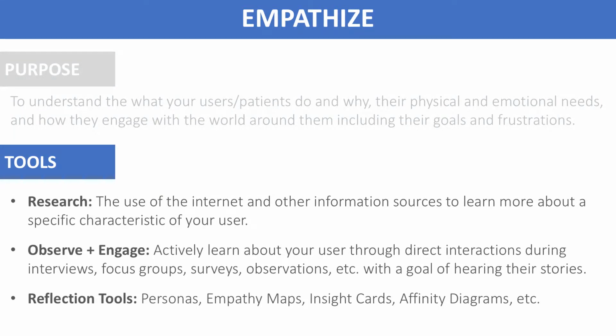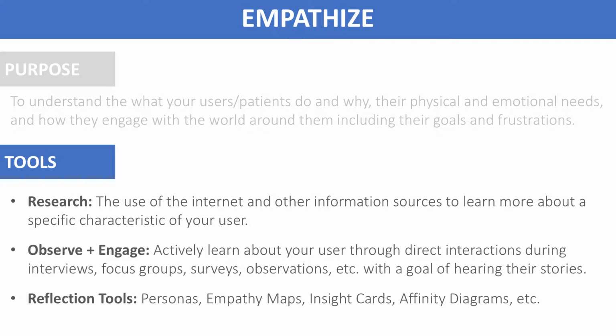There are three primary tools that we can use in the empathize phase to help us accomplish our purpose. The first is to conduct research. We can use the internet or other types of information sources to learn about a specific characteristic of our user. In the case of health information technology, this would be an important place to take a look at a specific condition or an issue that a person is facing.